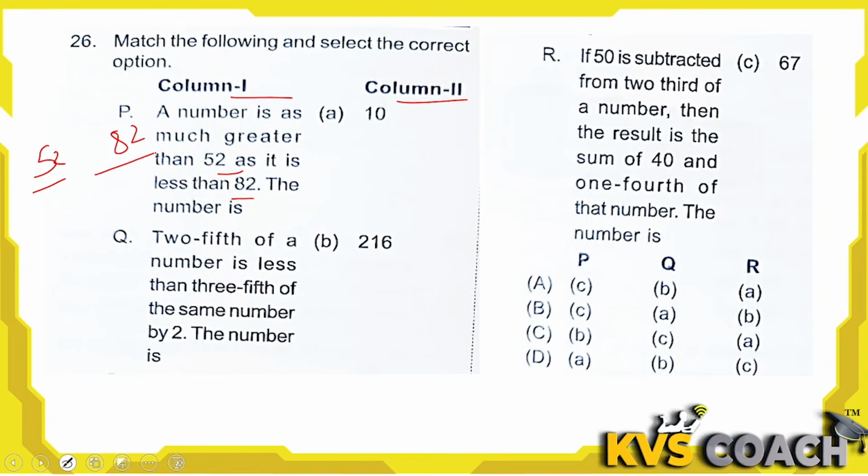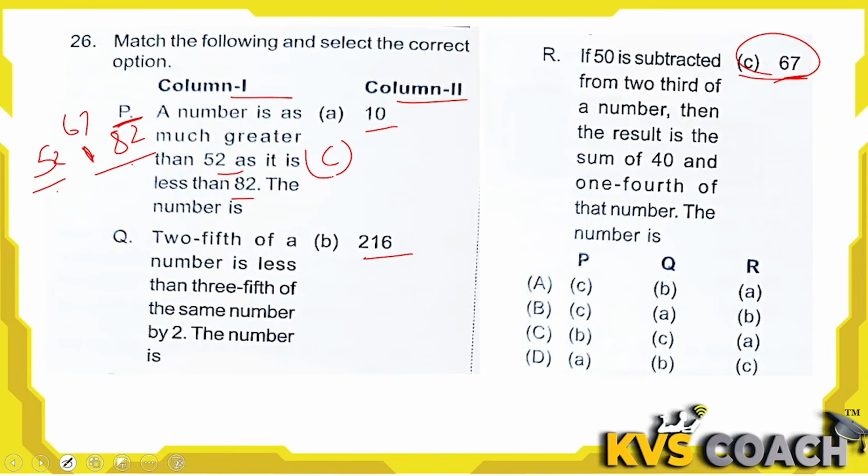मतलब कि number is between 52 and 82. So here options are 10, this is not between them; 216 not between them. But 67 is between 52 and 82. It means P is C. Okay. P का आंसर क्या होगा? C.